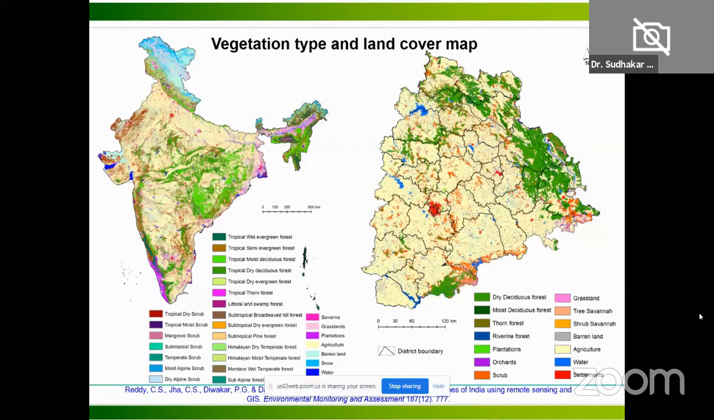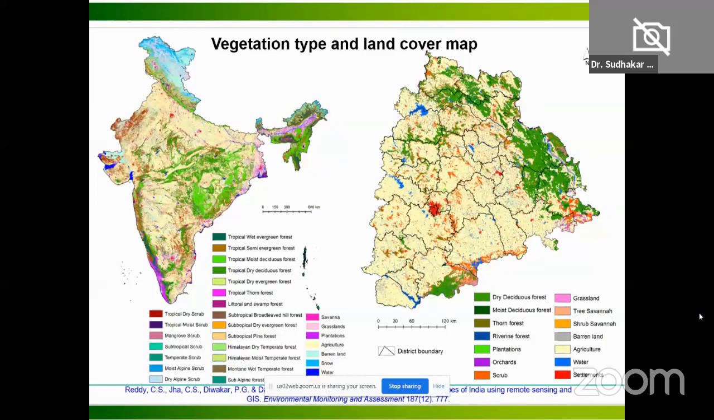And further, I selected Telangana. Here I'm showing the distribution of the forest types for Telangana. The predominant forest type in Telangana is the dry deciduous forest. We have moist deciduous forests only in the high elevation areas where the rainfall is relatively high. Similarly, if you see the vegetation type map of India, the dry deciduous forest is the predominant type, followed by the moist deciduous forest. Whereas the evergreen forest is specifically found in places like the Western Ghats, Himalaya, Northeast India, and the Andaman and Nicobar Islands.